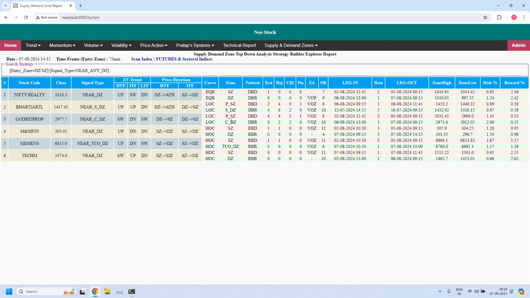And the next one is Godrej Properties, already having 2 rejections from this zone. So look for a fresh fine-tuned 5-minute zone. This is a low priority demand zone. Low priority, high liquidity demand zone. You can also plan a trade, but we can't assure 80% success rate for low priority, high liquidity zones. This is what you should understand.